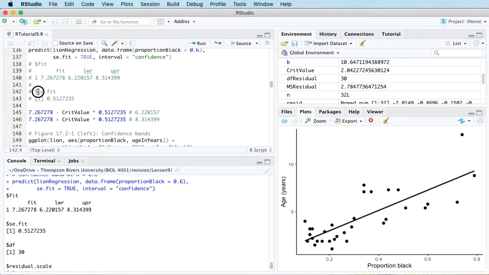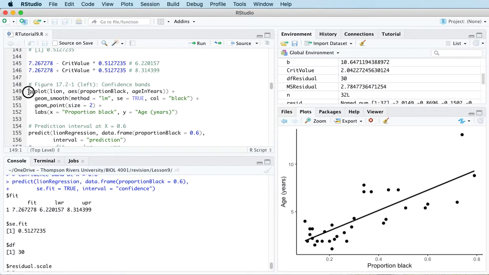The reason I wanted to print out this piece of the output as well, the 0.5127235, is because it gives us a little more insight into where this interval comes from. So if we take our prediction, our estimated value on the regression line, plus or minus the critical value times the standard error of the fit, then we can get our upper and lower bounds. So this just gives us a little more insight into where the interval is coming from.